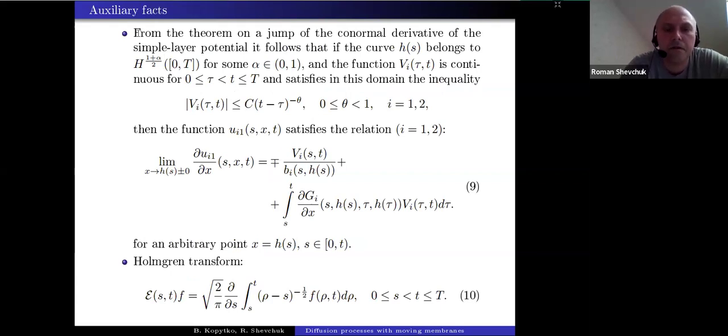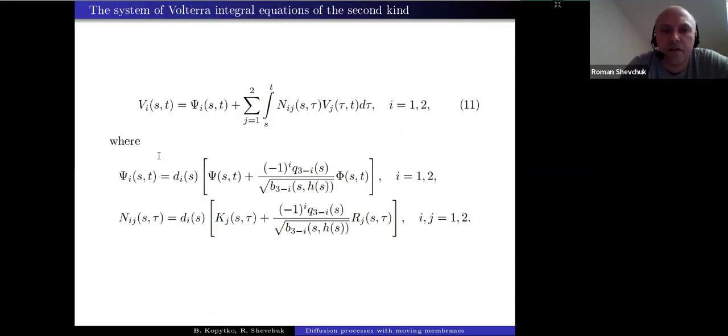To solve the problem, we use the theorem on the jump of the conormal derivative of the simple wire potential. From this theorem, it follows that if the curve h of s belongs to the Hölder class with exponent 1/2 plus alpha half, for some alpha in the interval from 0 to 1, and the function vi is continuous and satisfies in this domain the inequality, here it is, then the function ui1 satisfies the relation 9.